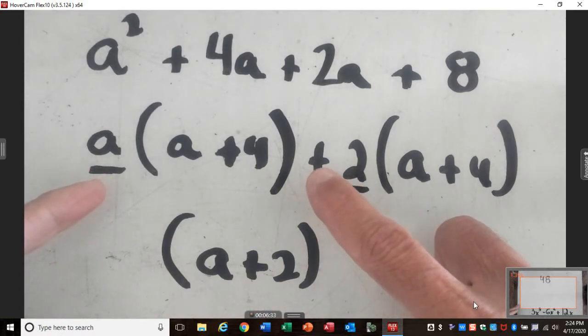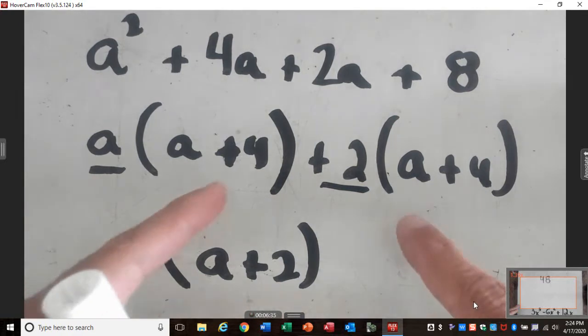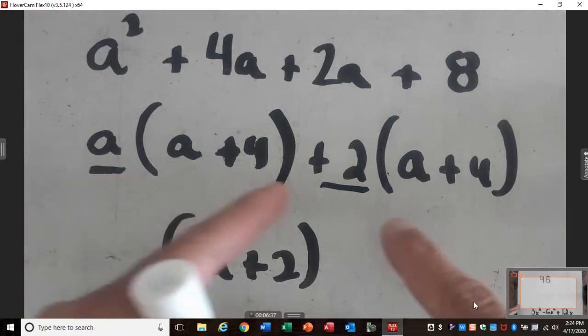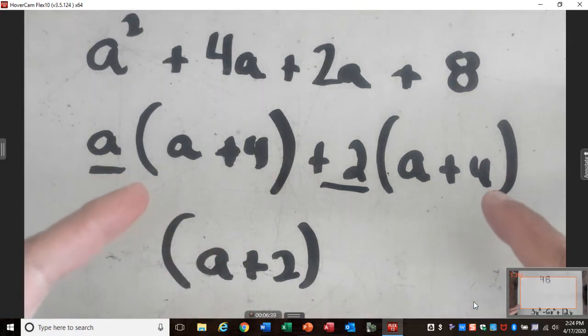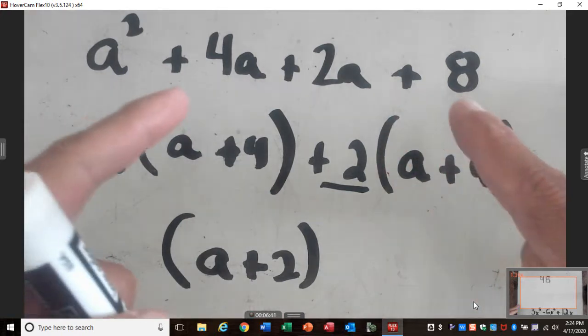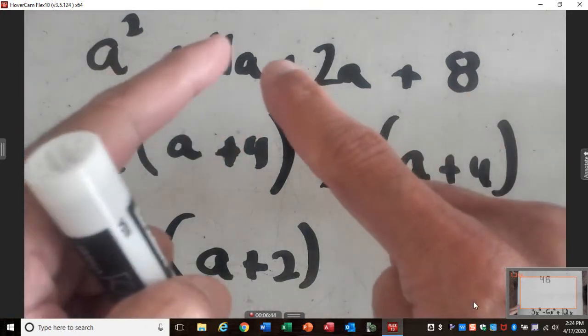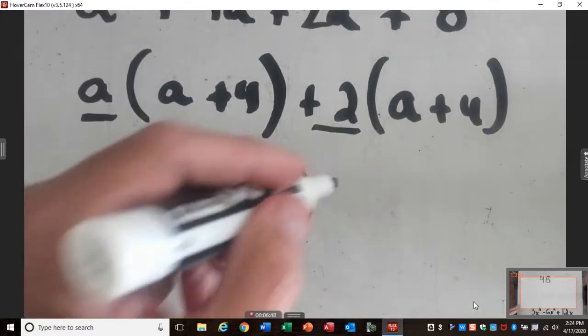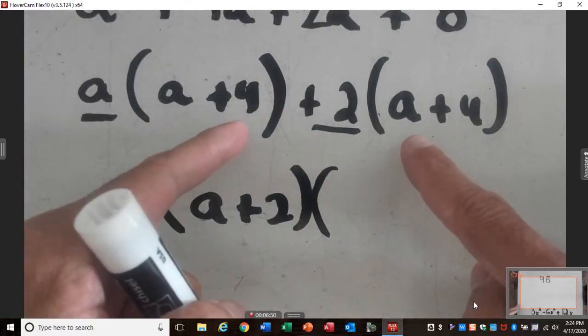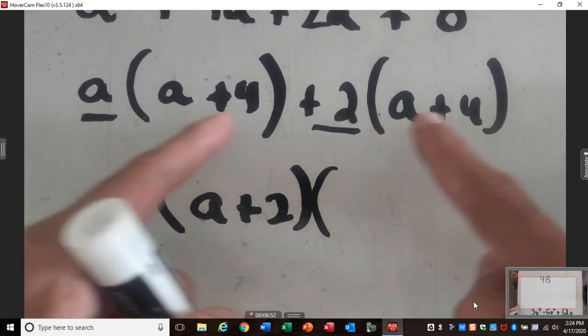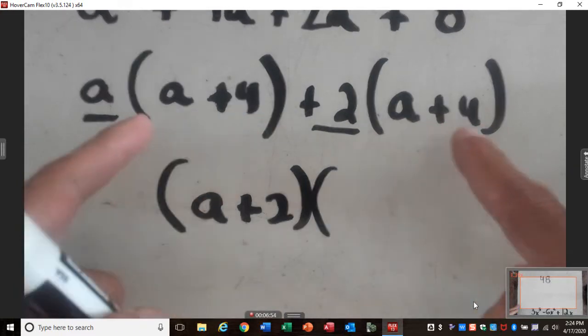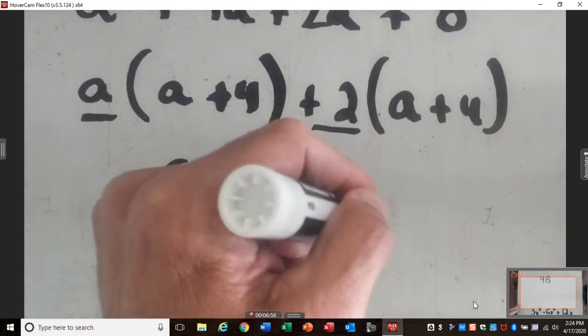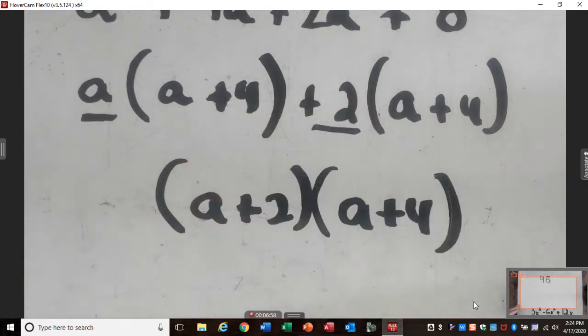If that was a minus sign here, we'd put minus 2. And then we're going to write the A plus 4 only once. We only need to write it once, because when you distribute both of these at the same time, you get this and you get your original problem. We're going to see the same thing both times. A plus 4, we're going to write it once. A plus 4. And we are done.